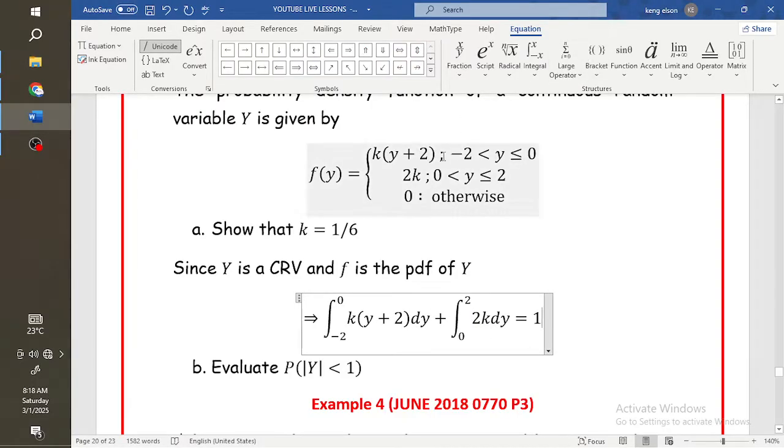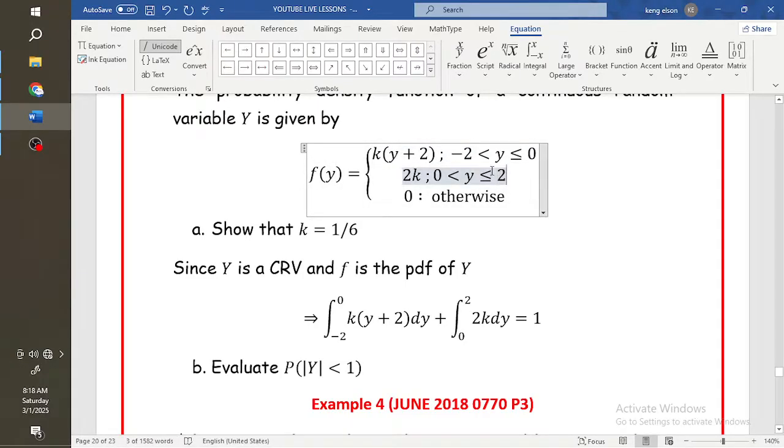So I'm integrating f of y from negative 2 to 2. But now it is divided into negative 2 to 0, it is this function, and then 0 to 2, it is this function. Okay, so since y is a continuous random variable and f is the probability density function of y, then the integral from minus 2 to 0 of f of y plus the integral from 0 to 2 of the very f of y must be equal to 1.